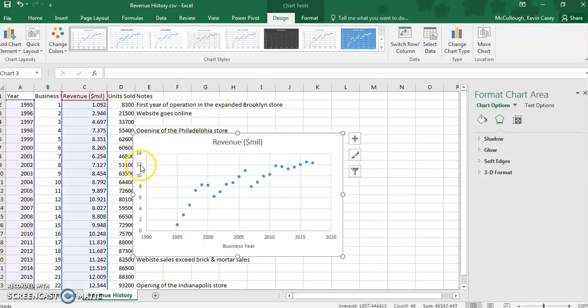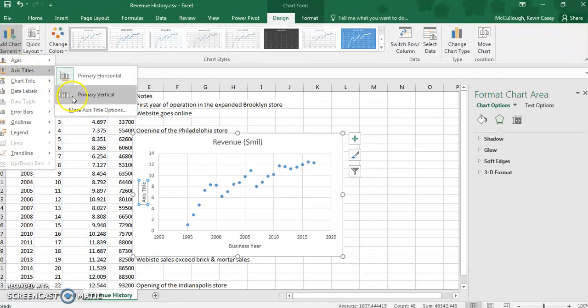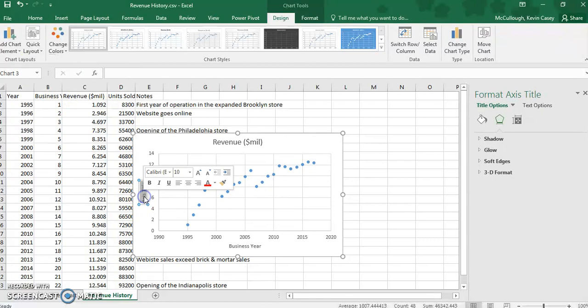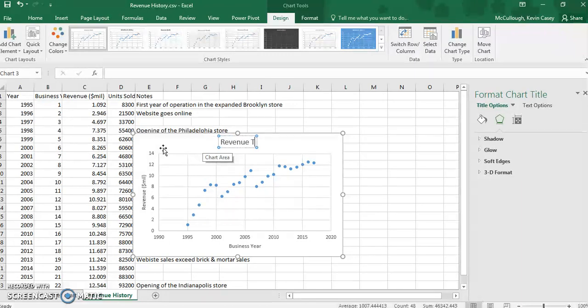And we want one over here as well. Add chart element, axis title, primary vertical. And we'll call this one revenue in $1 million. Always important to put your units, what you're talking about. And our title should be revenue trend, because that shows what we're trying to illustrate here. What is the trend of revenue over time?